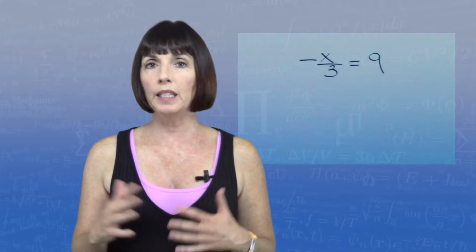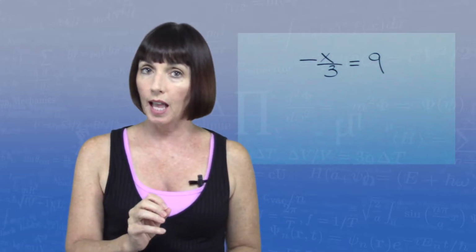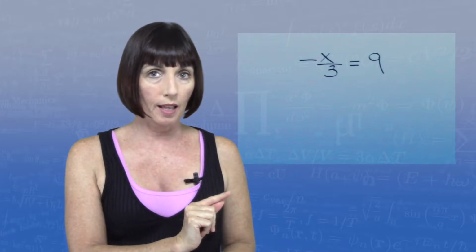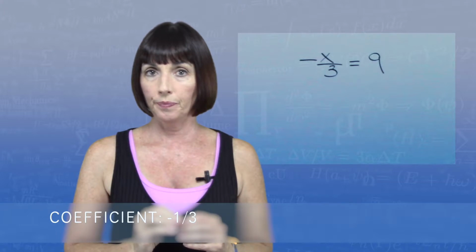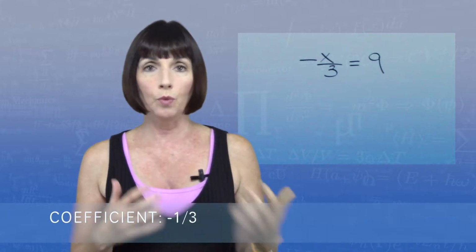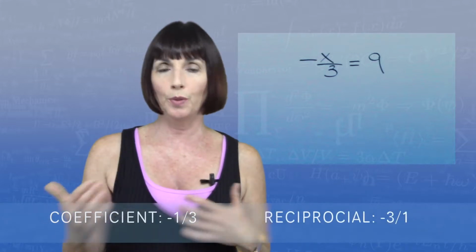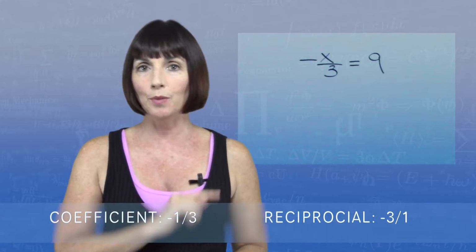Okay, let's try this one. Negative x over 3 equals 9. Identify the coefficient. Okay, now don't forget, there's a 1 in front of that x. So our coefficient is negative 1 over 3. Identify the reciprocal. Okay, the reciprocal of negative 1 over 3 is just negative 3 over 1. Multiply both sides of the equation by that reciprocal.